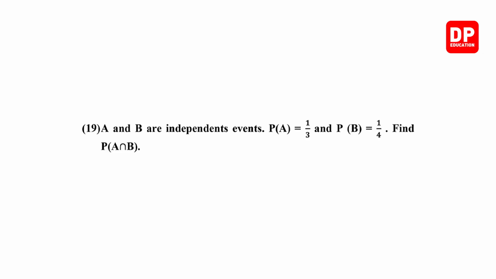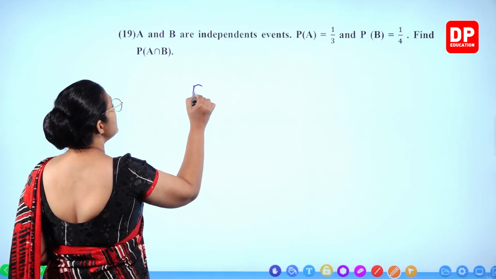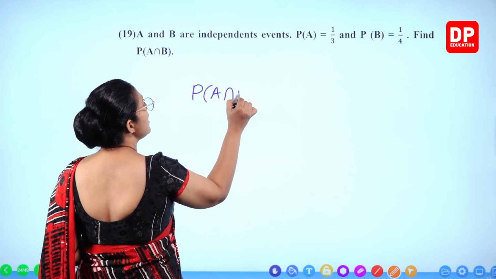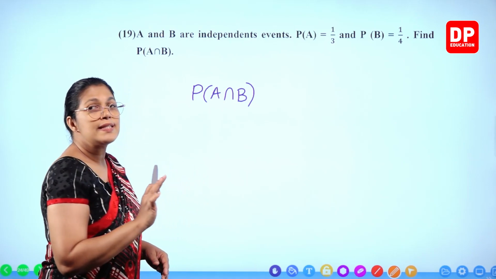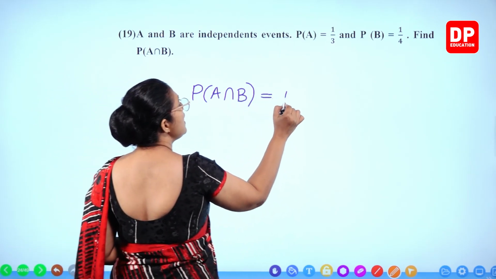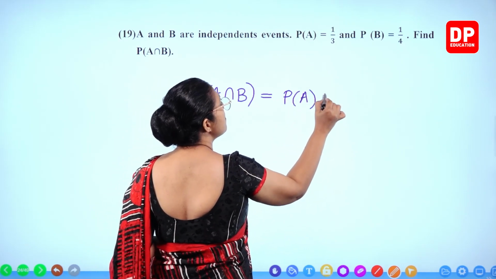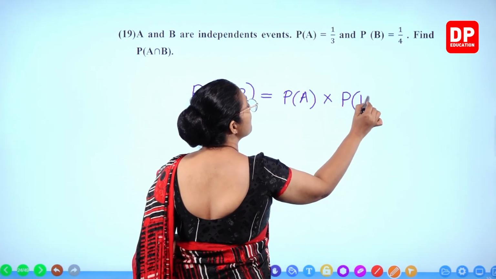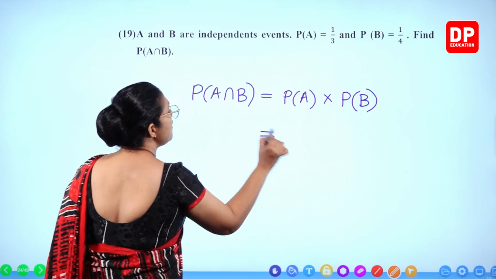Question number 19. A and B are independent events. Probability of A is 1/3 and probability of B is 1/4. Find probability of A intersection B. If the two events are independent, you can write P(A intersection B) as probability of A multiplied by probability of B. That's the property of independent events.